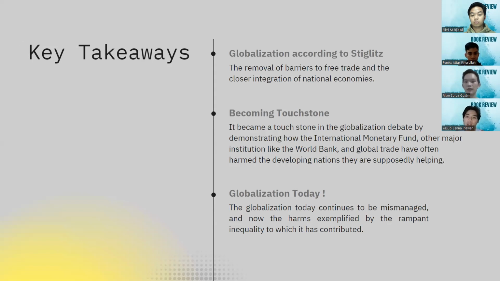Next, we are on to the key takeaways, which has 3 key points. First, globalization, according to Stiglitz, is the removal of barriers to free trade and the closer integration of national economies. The second is that it became a touchstone in the globalization debate by demonstrating how the International Monetary Fund and other major institutions like the World Bank and global trade have often harmed the developing nations they are supposed to be helping. The third is globalization today. Globalization today continues to be mismanaged, and the harm is exemplified by the rampant inequalities to which it has contributed. Next.